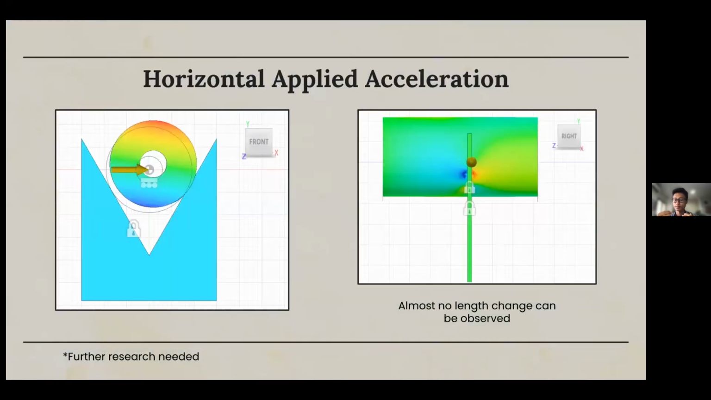Lastly, a study was done on a 30-degree cavity support system that had an applied horizontal load of G, which is 9.81 meters per second squared. And in this case, it's directed along the positive X direction. The left figure here shows the displacement along the X direction, which shows a slight gradient as expected. The right figure here shows the displacement along the Z direction, or along the length of the cavity, where little to no length change could be observed. The contact condition in this study requires further research as the current boundary conditions were merely a placeholder.